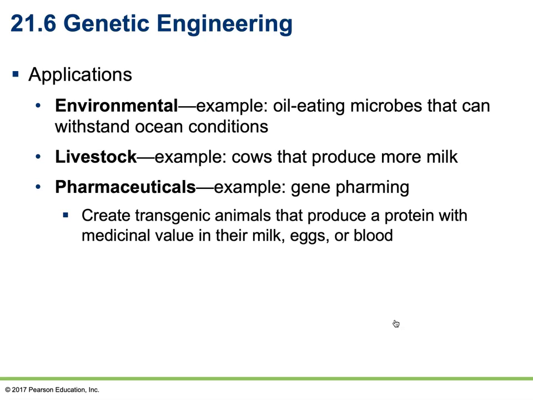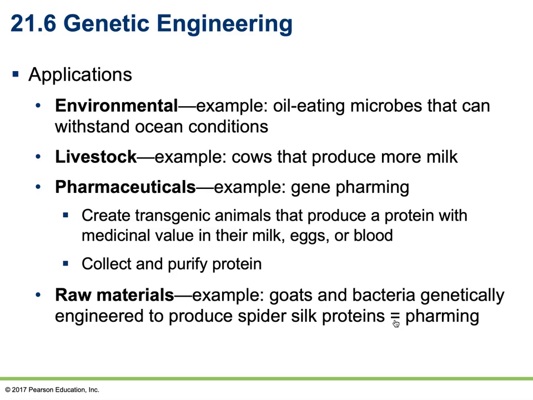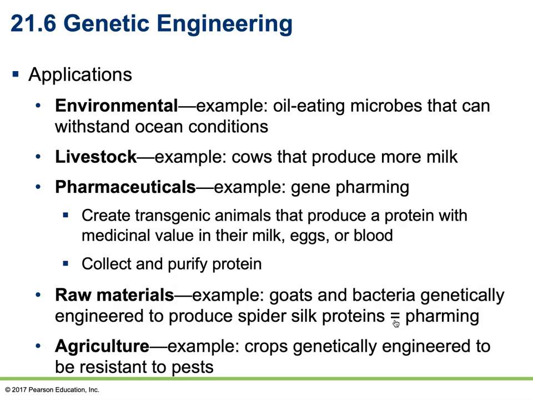Pharmaceuticals, gene farming, create transgenic animals that produce a protein with medicinal value in either their milk, eggs, or blood. We just then have to collect and purify the protein. Raw materials. For example, goats and bacteria have been genetically engineered to produce spider silk proteins. So goats that can produce the spider silk, it can be obtained through their milk.